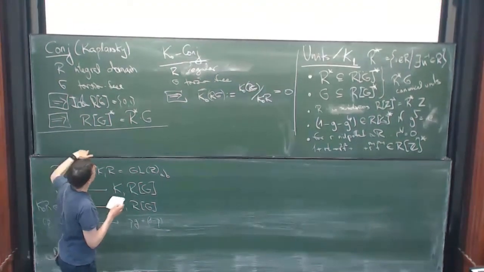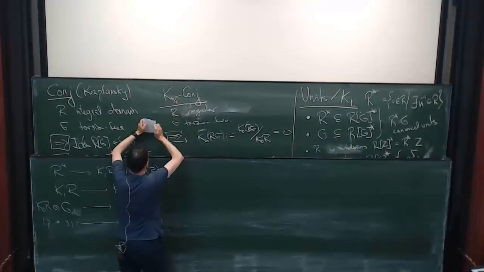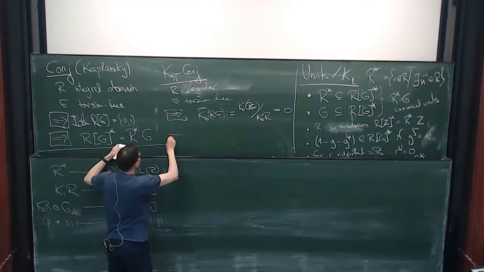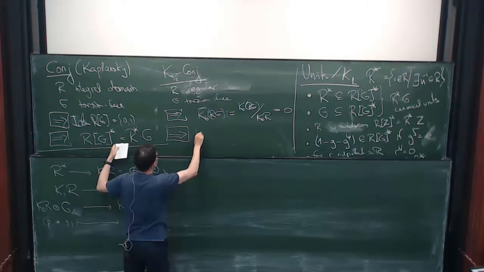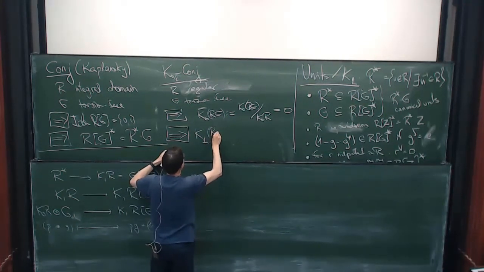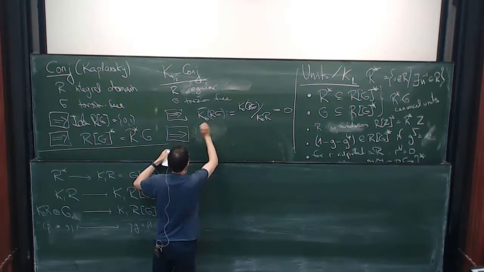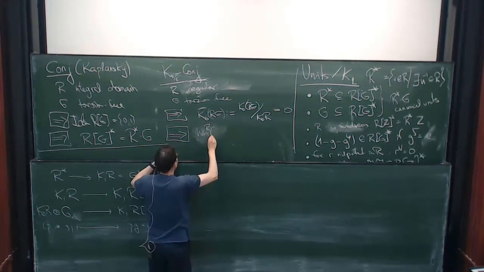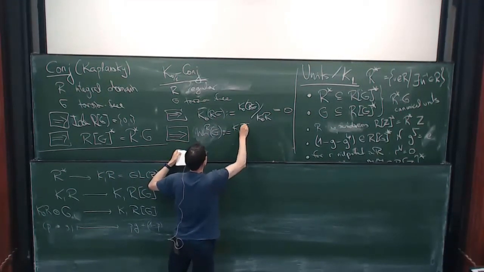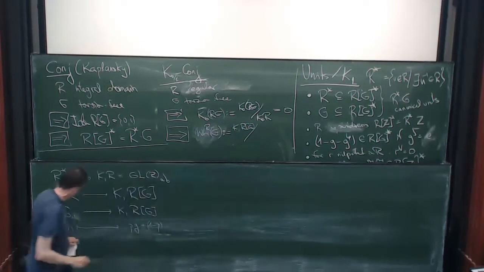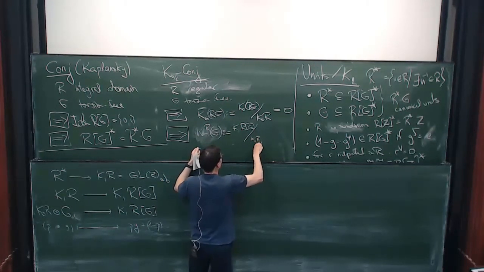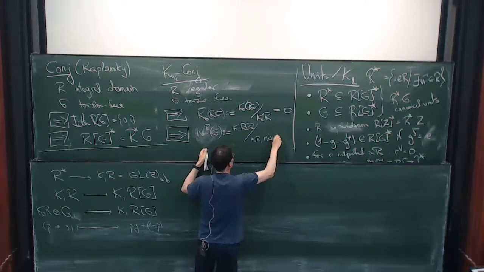Then the K3 version of the conjecture is that this should be everything. So K1, let me do it like this, the White group relative to R of our group, which we define as K1 of the group ring, dividing out the images of these two maps. So we divide out K1 of R and K0 of R tensor the group ring.